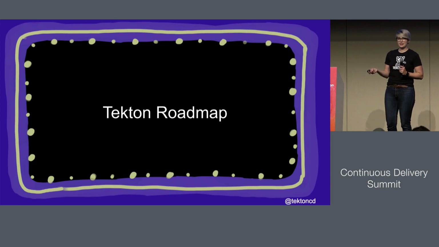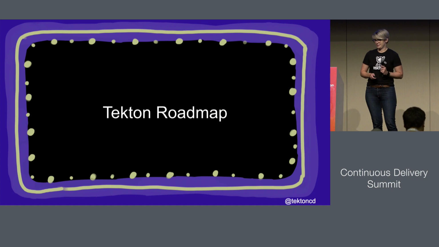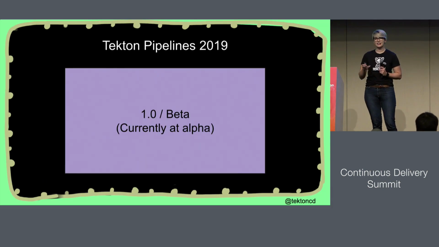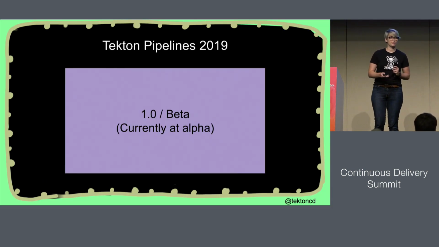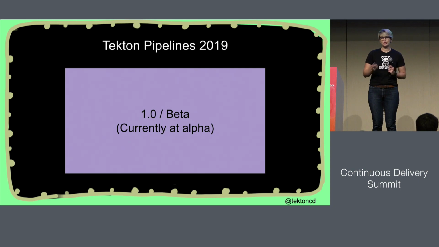And so speaking of the API being in alpha, let's finish up with a look at what we're doing with Tekton in 2019. So at a high level, our main goal is to get to a 1.0 or beta release so that you can start to count on a stable API that won't have backwards incompatible changes between versions.